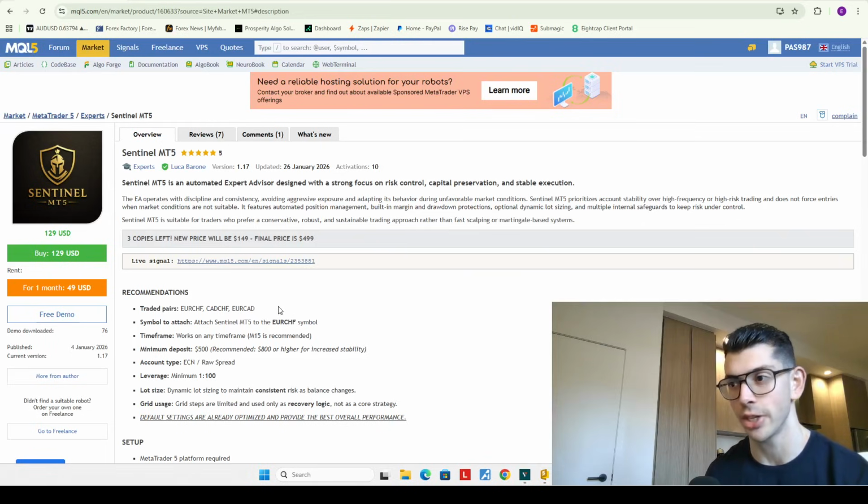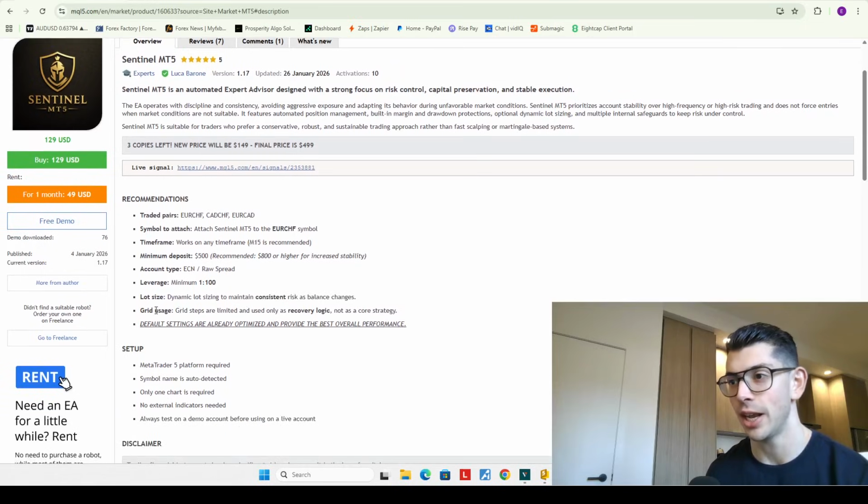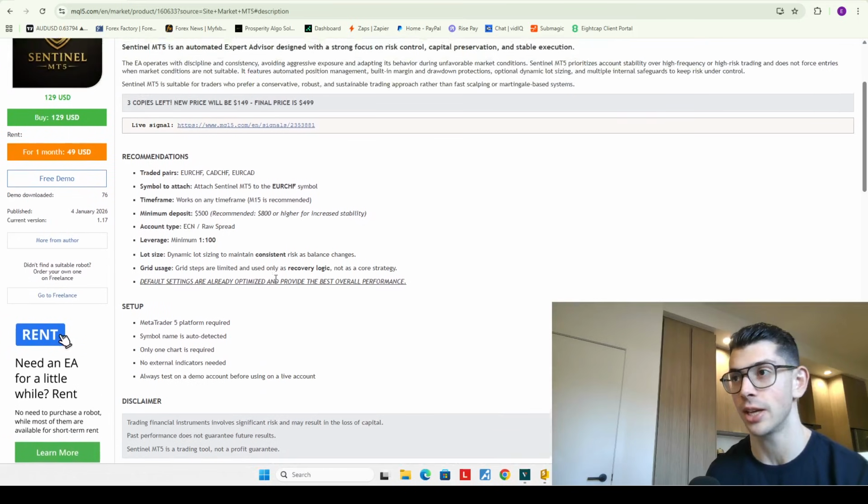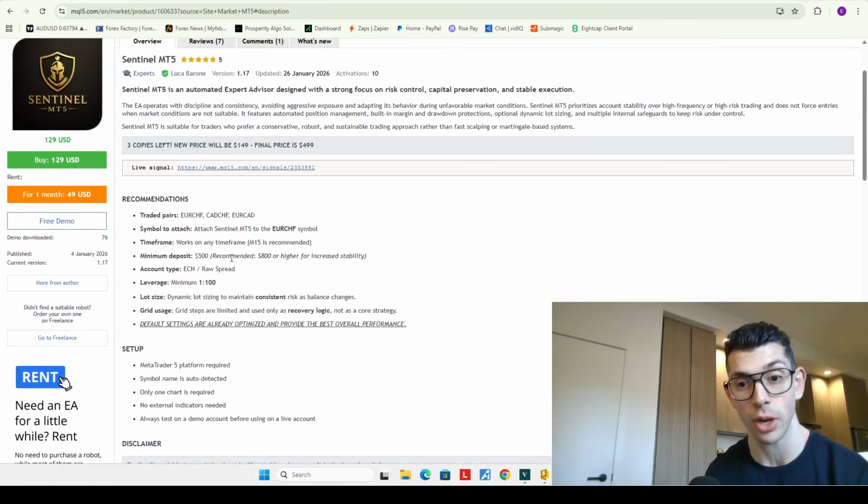He's very much telling us what pairs it trades. He's telling us that the grid steps are limited and used only as a recovery logic, not as a core strategy. So he is being very transparent and telling us exactly what it's doing. The price is also very competitive, so I can certainly see this moving its way up to the MQL5 marketplace top. As we can see here, it's trading the Euro CHF, the CAD CHF, and the Euro CAD.